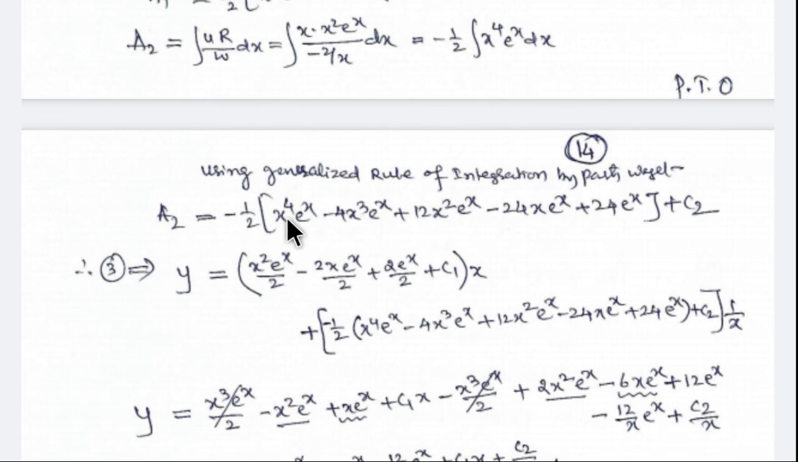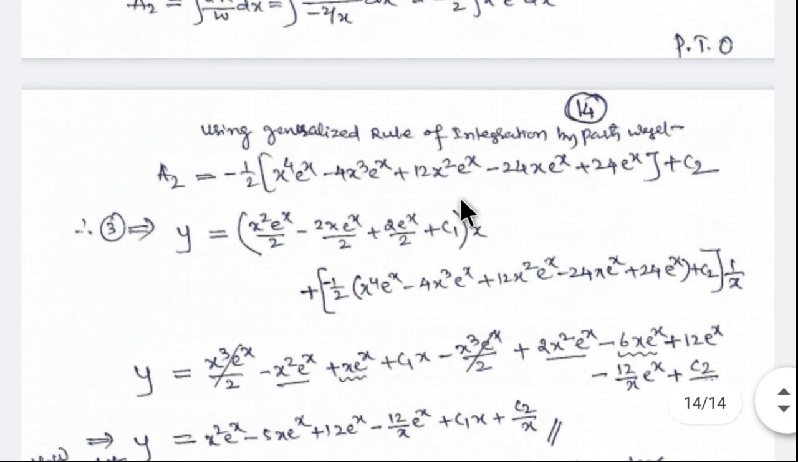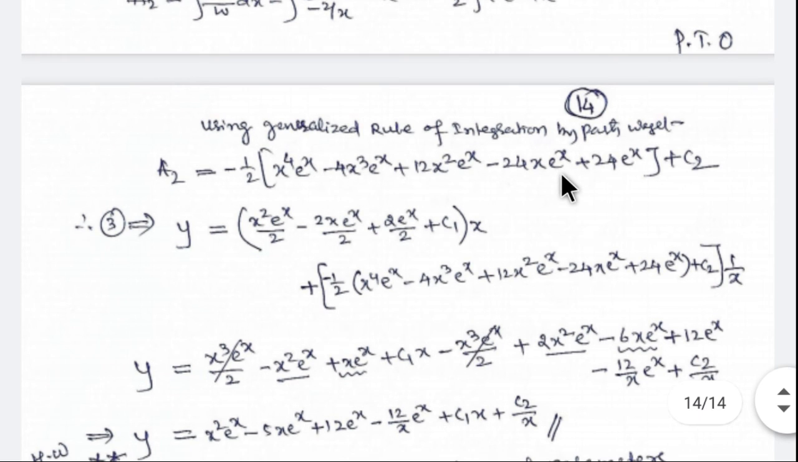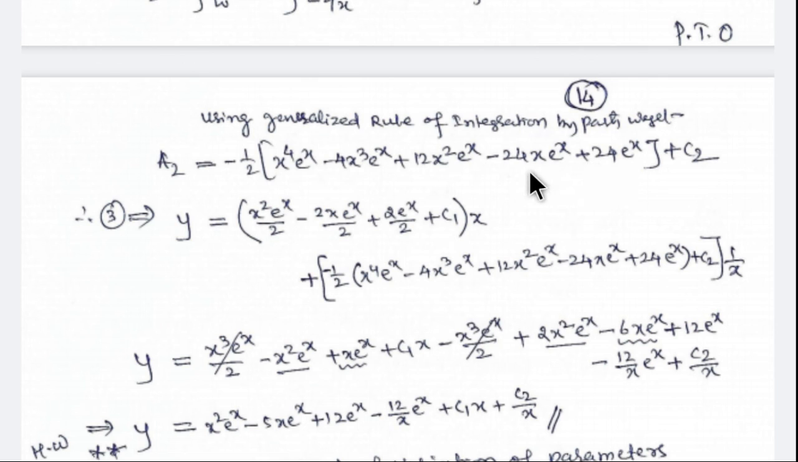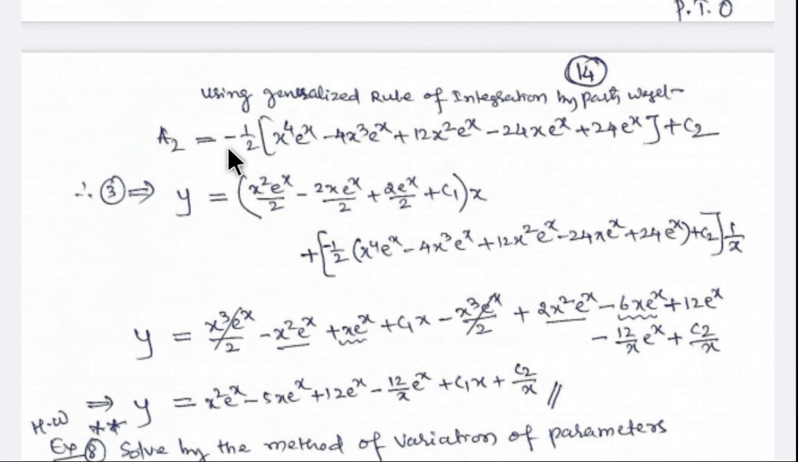Here you get A2 equal to minus 1 by 2 into square bracket. Go on differentiating the first function and at a time integrating the second function, and use alternative signs. First, x fourth into integral of second e raised to x, minus derivative of first 4x cube into integral of second, plus 12x square, derivative of first function, into integral of second function e raised to x, minus 24x into integral of second e raised to x, plus 24 into e raised to x. Continue up to the point where the first function becomes constant, then you can stop the procedure. Plus C2. So this is the A2 value.